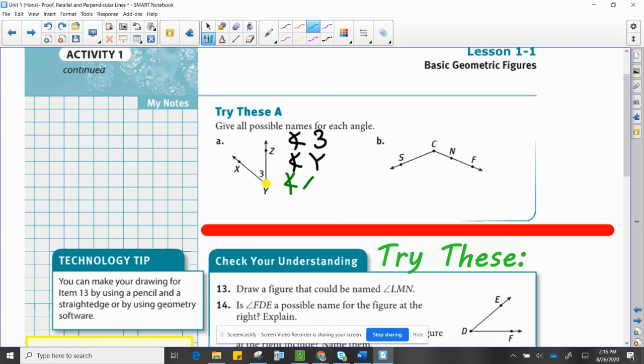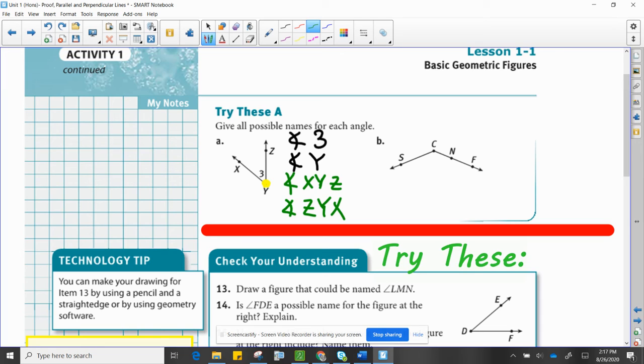So I can call this angle XYZ, or I can call this angle ZYX. But there is our possible way to name this angle. So one isn't better than the other. All are technically correct answers. Just know that there's more than one way to do it.